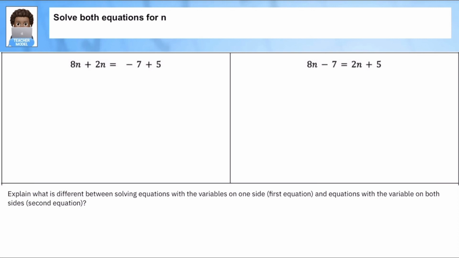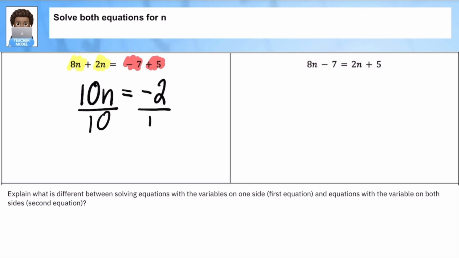All right, with this first problem, I'm going to start by combining like terms because I see like terms. So here I have 10n is equal to -2. Now I can simplify this. It's a one-step equation. I can isolate the n by dividing by 10. n is equal to -5.